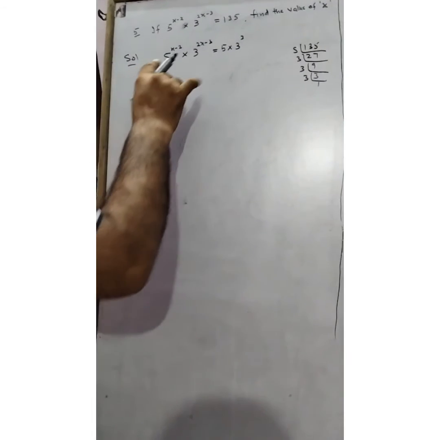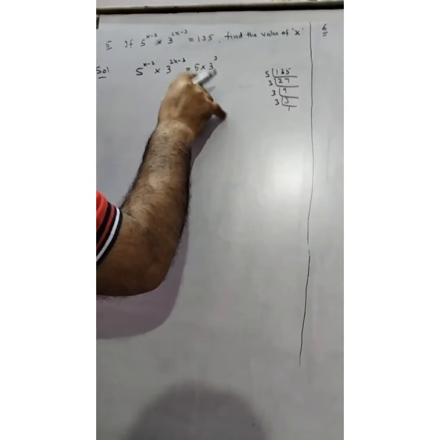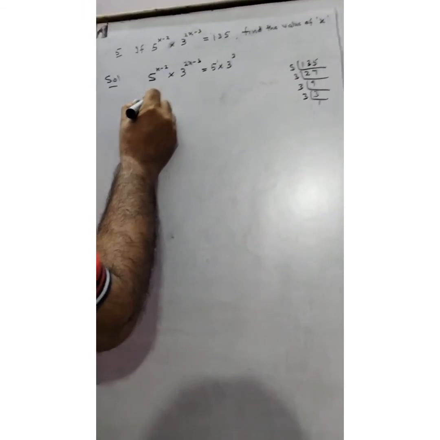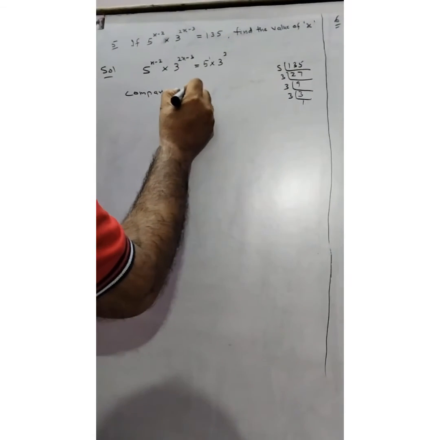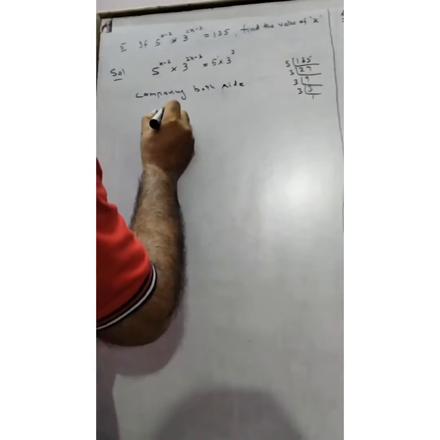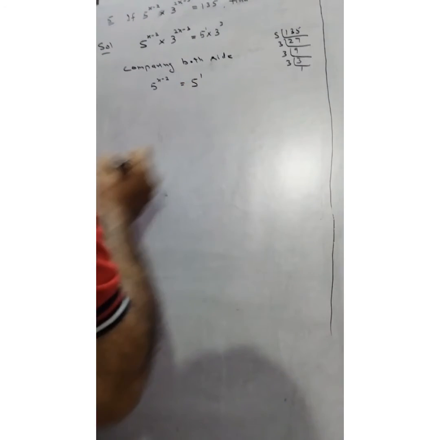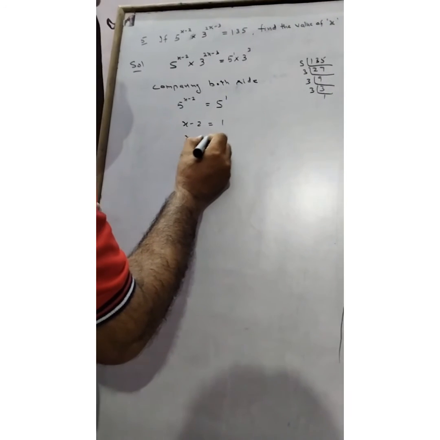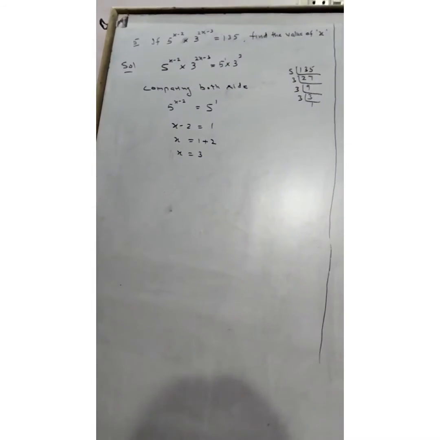Now comparing the base, same base 5 and 5. Here the power is 1. Okay. Now comparing both sides, 5 raised to power x minus 2 is equal to 5 raised to power 1. Now x minus 2 is equal to 1, then x is equal to 1 plus 2, the value of x is equal to 3. Okay.